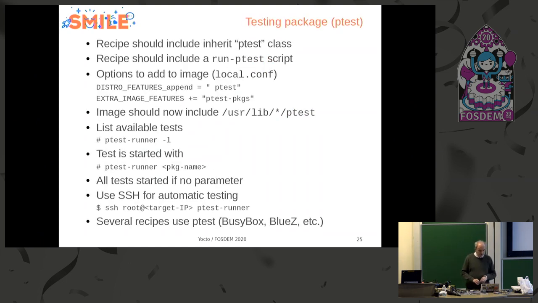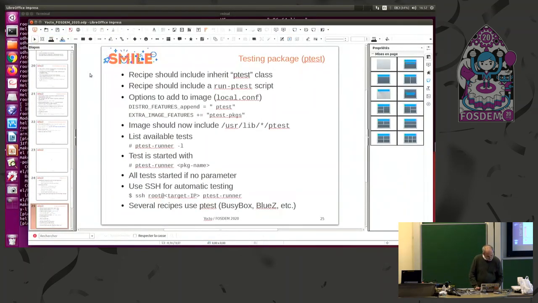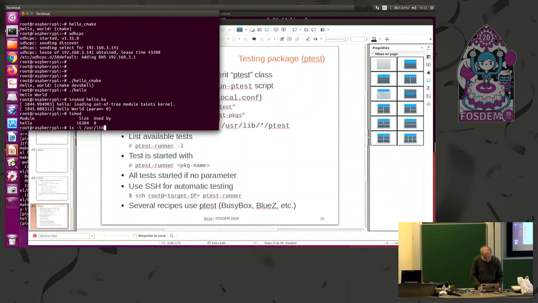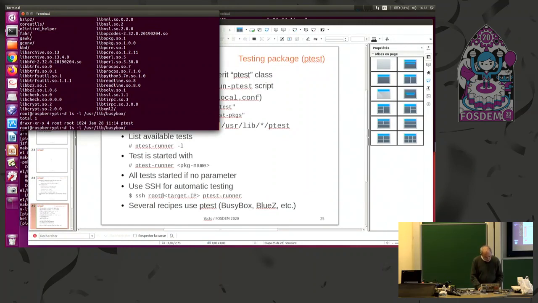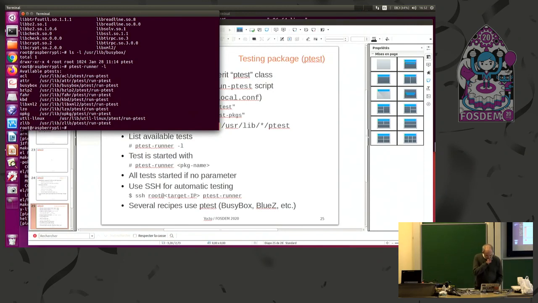Okay, so for example, for ptest, in the local.conf you have to add some distro features and image features to include the ptest functionalities. Once you create a specific image with this modification, you have all the packages, including the ptest scripts, in /usr/lib/<package>/ptest. So my distro and my image use ptest. For example, in /usr/lib you have the ptest for BusyBox, etc. And you have a command to see which packages include a ptest script. And you can test a package with the ptest-runner command, on the board or from SSH, which is much easier if you want to have an automatic test.